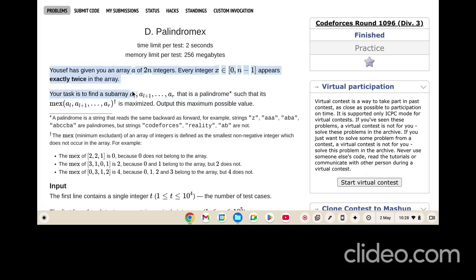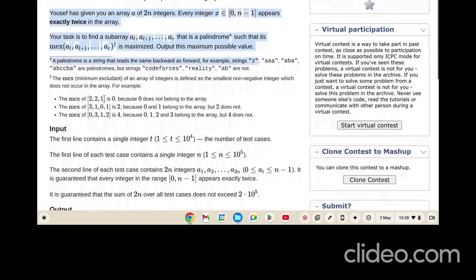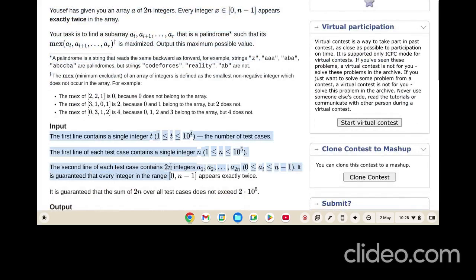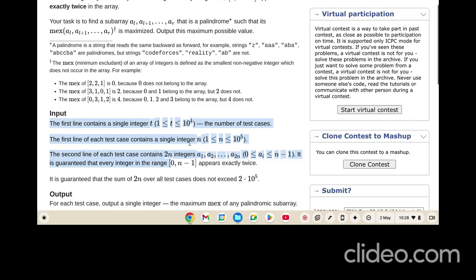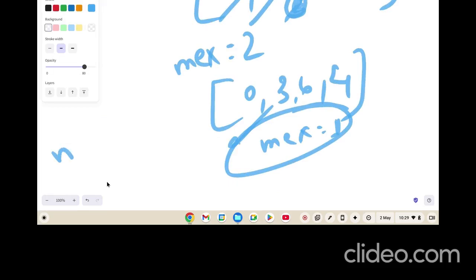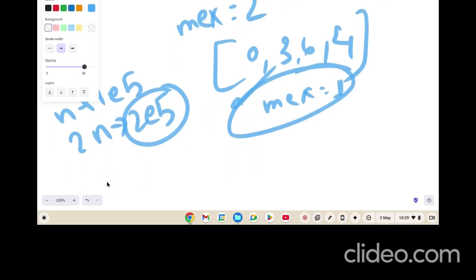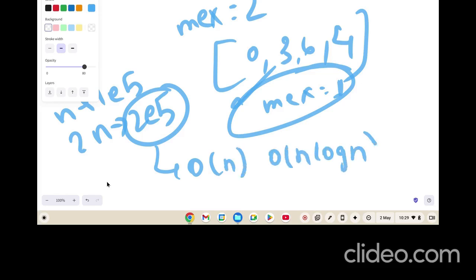So these were the three subparts of the problem. Now let's read the constraints of the given problem. n is at most 1e5, so 2n will be 2e5. So your solution should be of order n or n log n. You can't write a solution which is of order n squared.